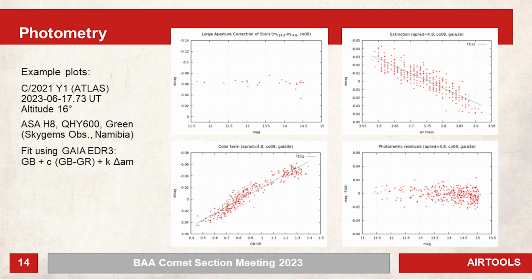And here's just one example of a comet, 2024 Y1 ATLAS, just a few weeks ago, at a pretty low altitude of 16 degrees. And we have a plot of the aperture correction, the effect of the extinction, and the color term, with calibration stars of different color indexes, and finally the photometric residuals over here.